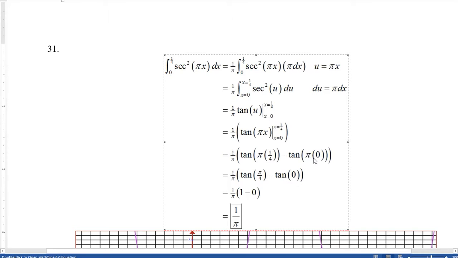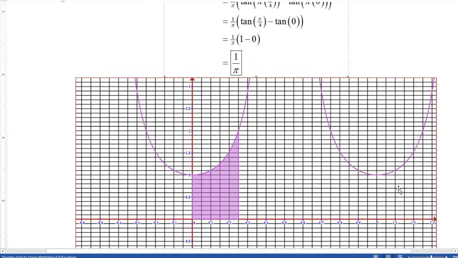Let's do this one on the right first. 0 times pi is 0. That's easy. Tangent 0 is also 0. And when I plug in 1/4 here, I get pi over 4. Tangent of pi over 4 is just 1. 1 minus 0 is 1. Times 1 over pi is 1 over pi. And so this gets an actual number, which is 1 over pi.